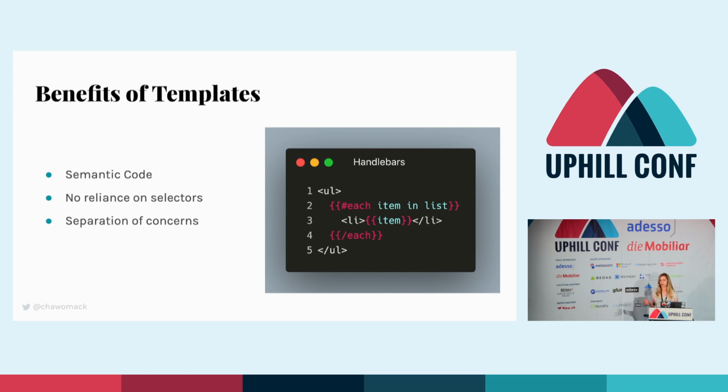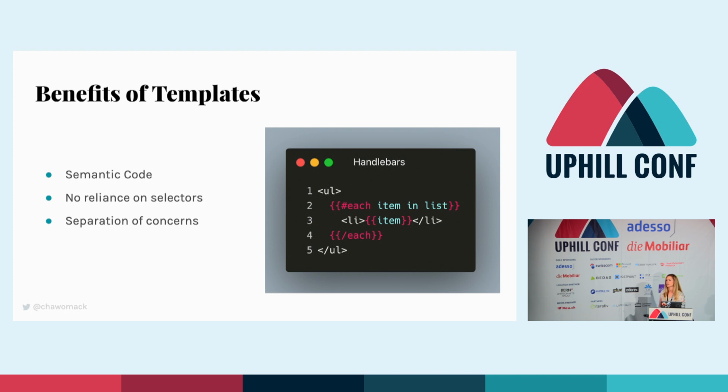Using a template solves a lot of the issues that we ran into earlier with using the DOM API. We get semantic code with this template. This is a handlebars template, but it looks actually very similar to what will be created in HTML. So readability and writability goes way up by using a template. Another benefit is we no longer have to rely on those selectors to update the list. We only need to manage the state on that property within our component. So that's another benefit of more maintainability.